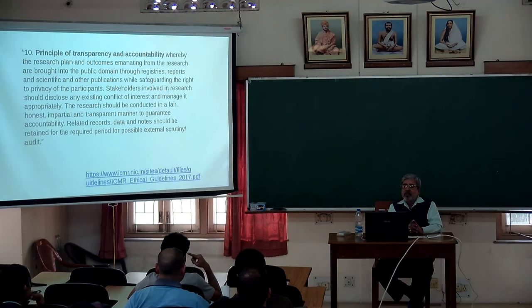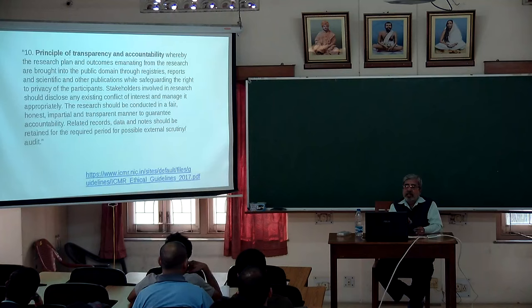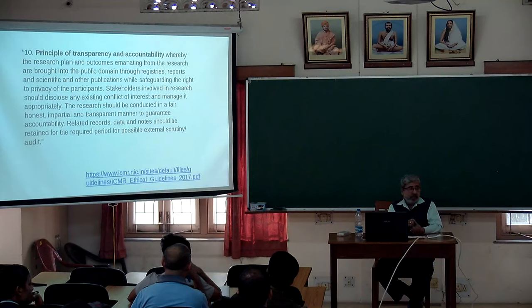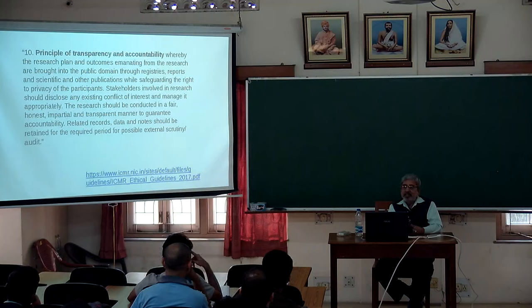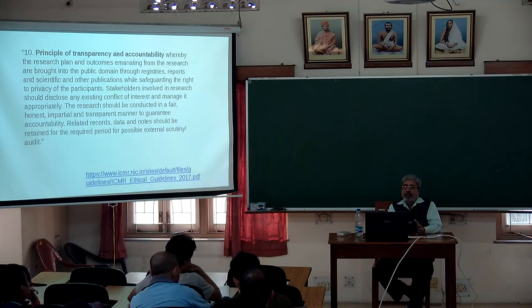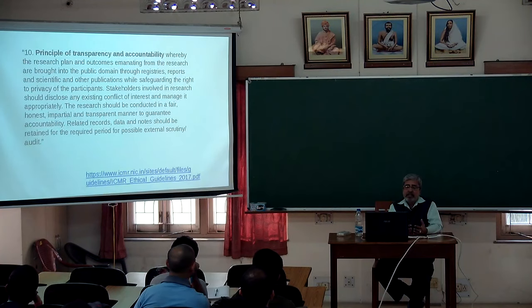Okay. So the research plan and outcomes emanating from the research are brought to the public domain through registries, reports, and scientific and other publications, while safeguarding the right to privacy of the participants. The rights of the participants are safeguarded, and the research is published, both. Then the stakeholders involved in the research should disclose any existing conflict of interest. That means, for example, a cigarette company funding cigarette research. That is a conflict of interest. So conflict of interest is checked, and it should be managed appropriately, and research should be conducted in a fair, honest, impartial, and transparent manner to guarantee accountability.